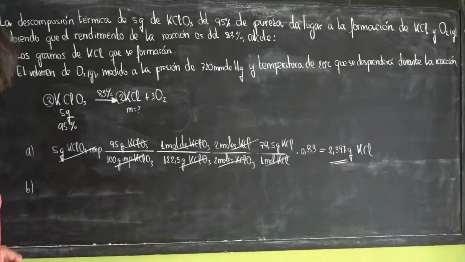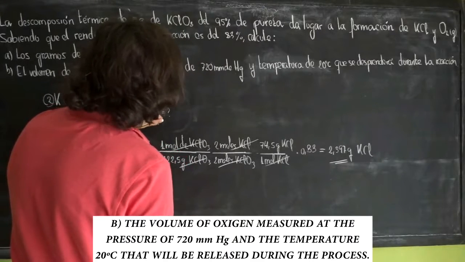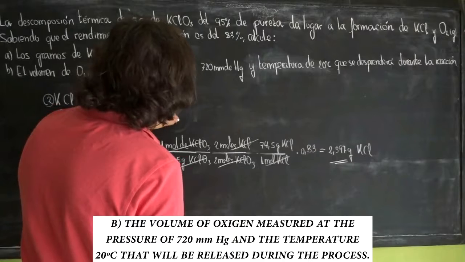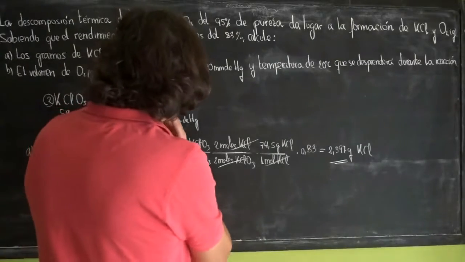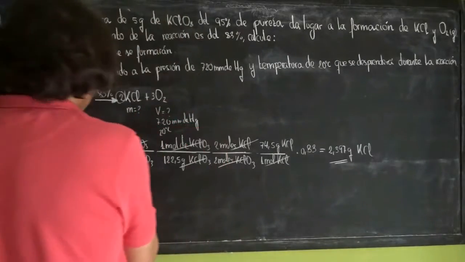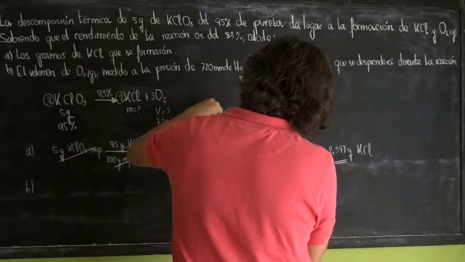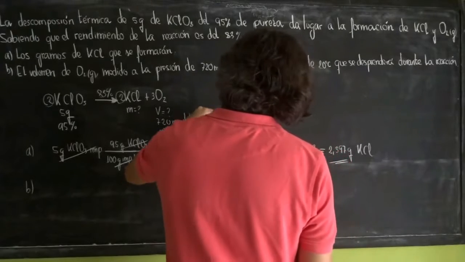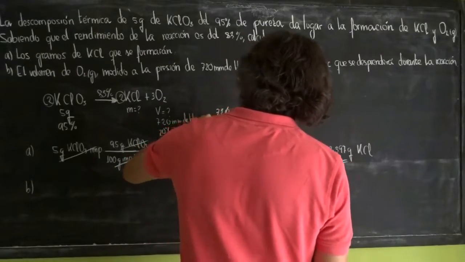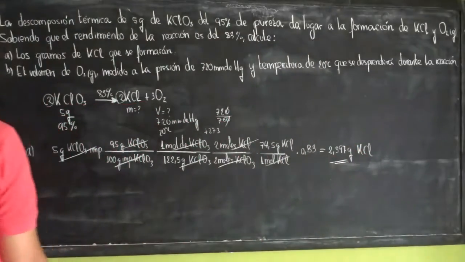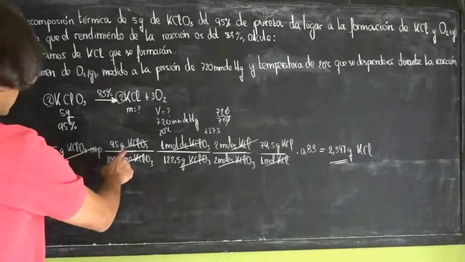Item B asks me for the oxygen volume measured at a pressure of 720 mmHg, okay? At a temperature of 20 degrees Celsius. Well, we know this pressure is 760 for the atmosphere. The temperature has to be converted, adding 273, so that everything goes well.